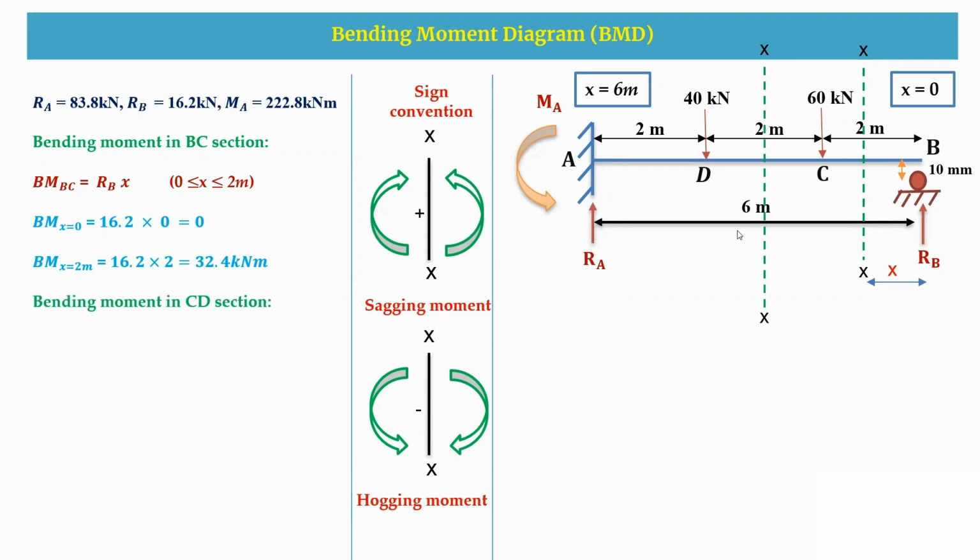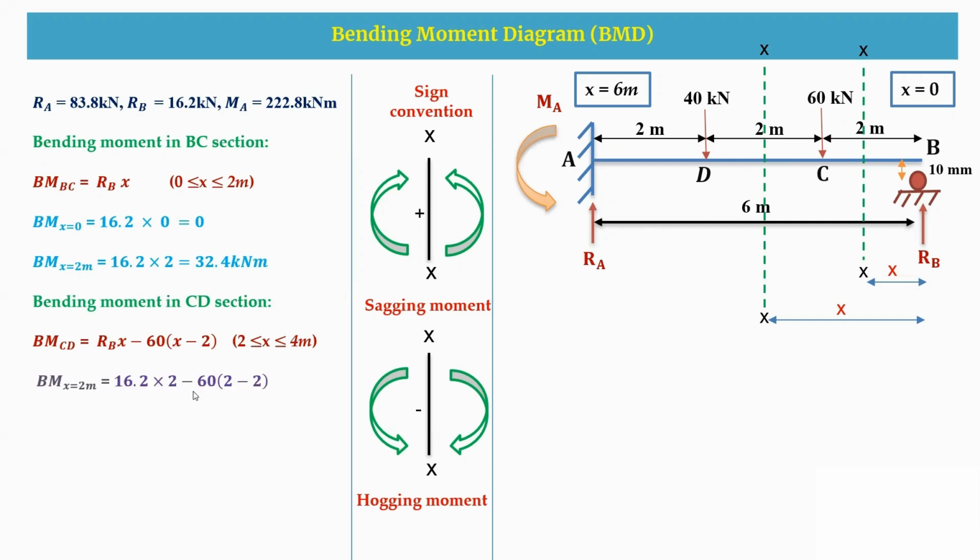Now next I'm going to cut the section in CD, which is at a distance X here. Now the bending moment equation will be RB into X positive minus 60 into X minus 2. This distance I'm going to take from the load to the section distance. That means total X minus 2 I'm going to subtract. So this is for limits 2 to 4.